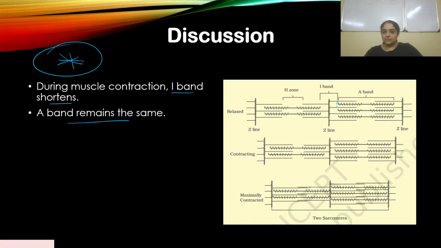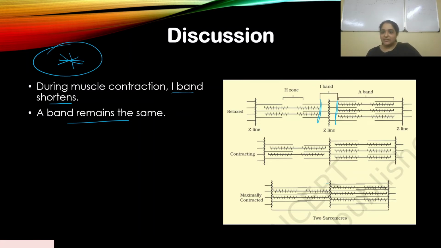Yeah, so you know this A band over here. Sorry, not the A band, the I band over here and over here, right? Now when it is maximally contracted, clearly the I band is non-existent. It has shortened completely. Whereas the A band does not really change.